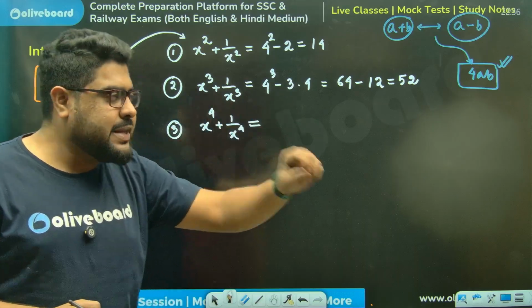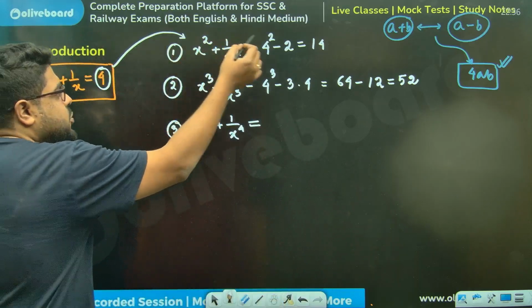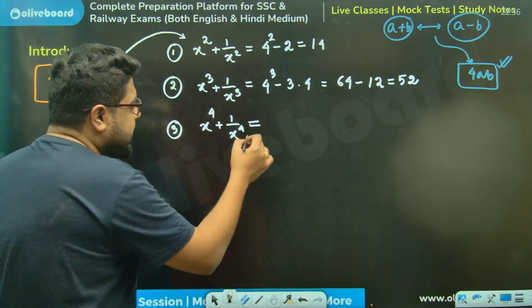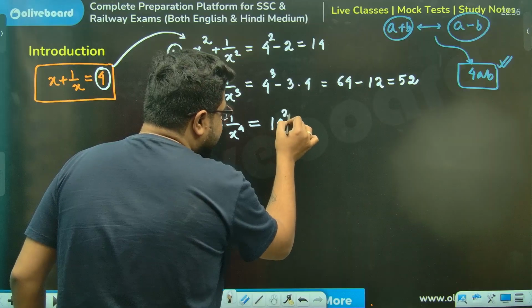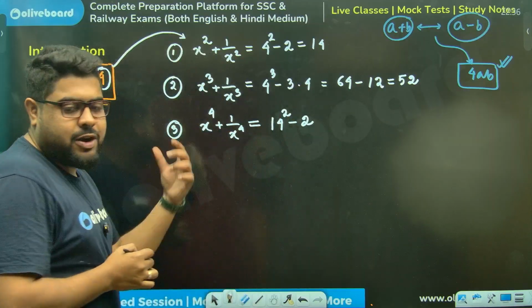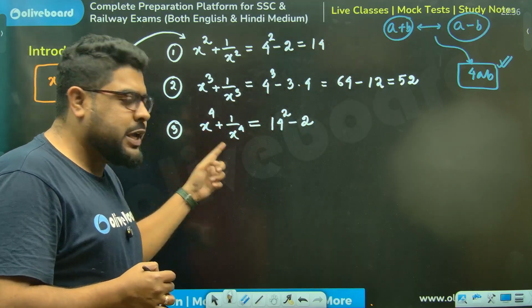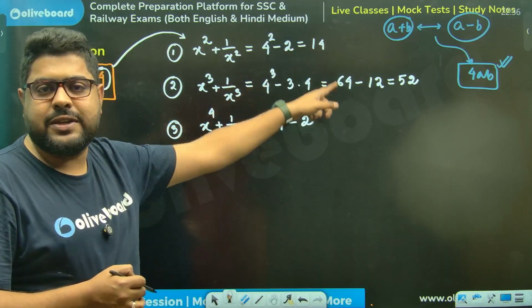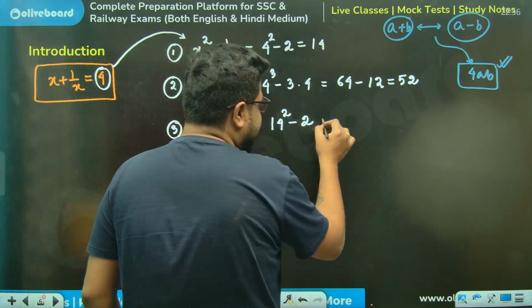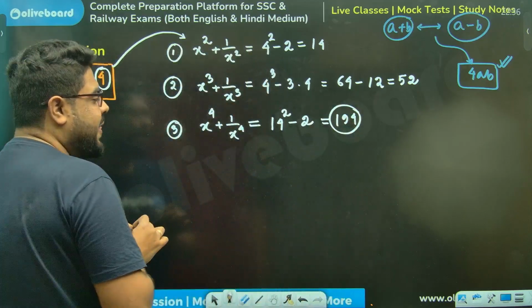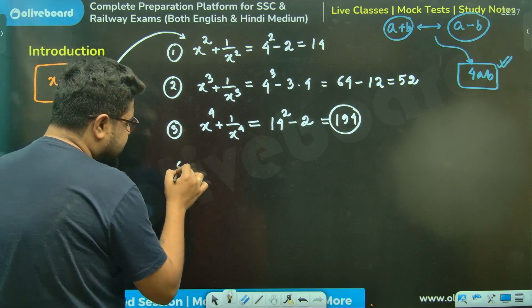So can I simply say, sir, 4 square minus 2 gave you 14. Just repeat the same process. So now here it will be 14 square minus 2, because in this case, my p is now 14. For the to the power 4 case, my p is now 14. So I can simply say this will be 194. Perfect.